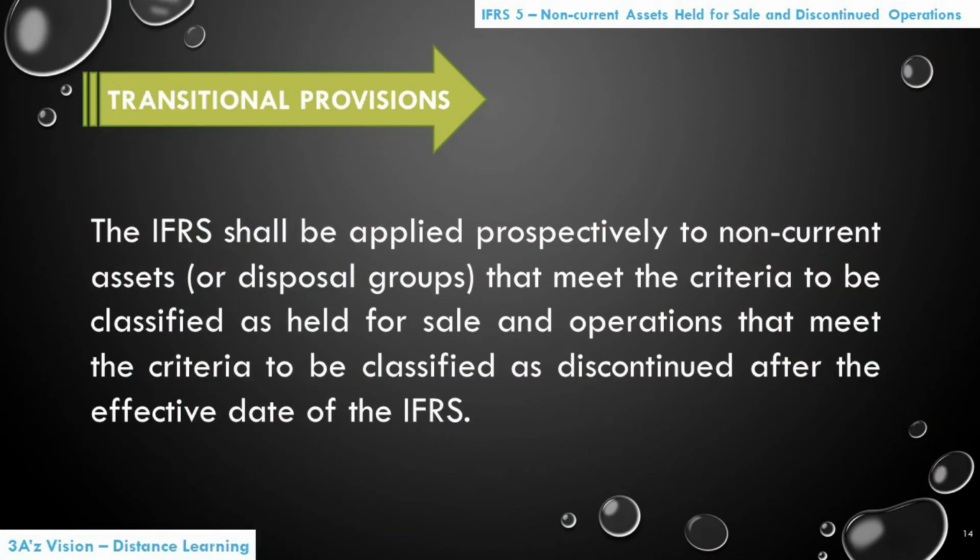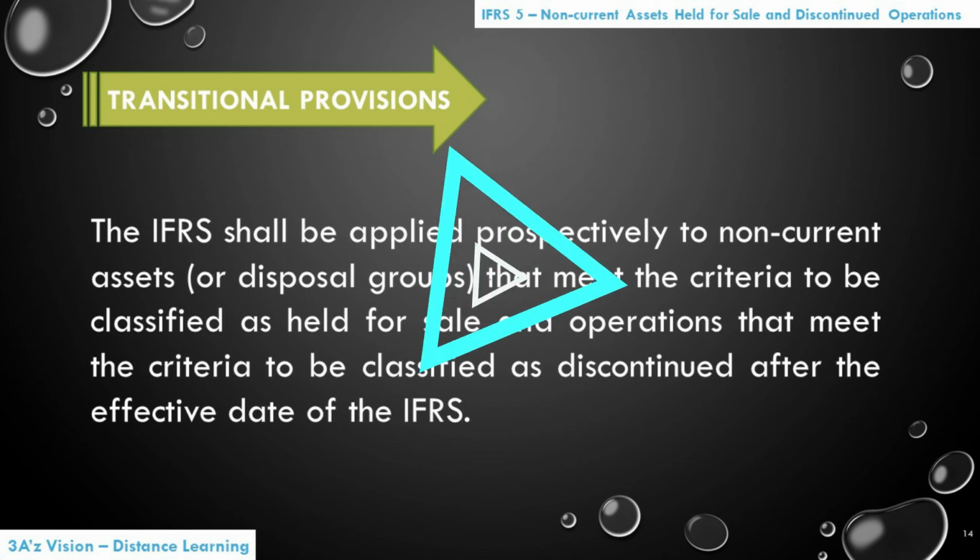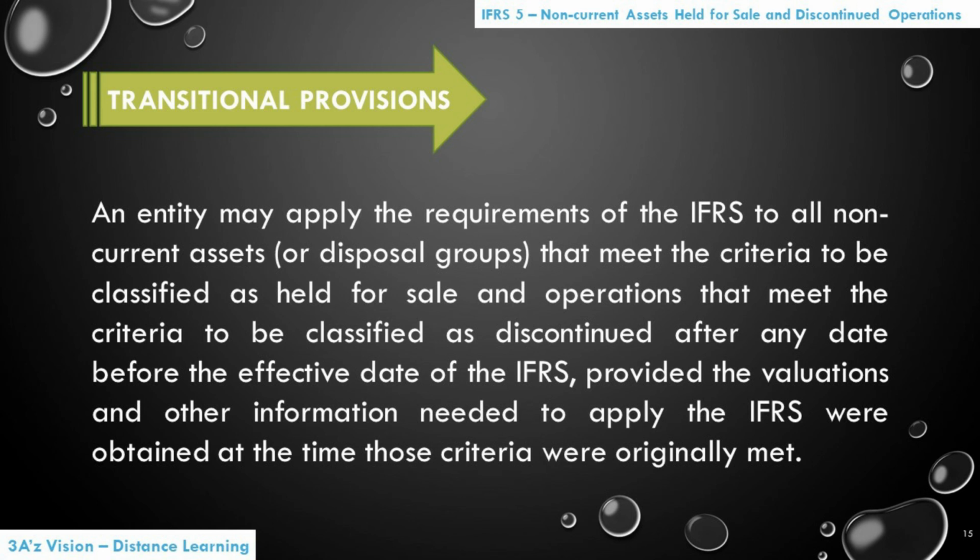The IFRS shall be applied prospectively to non-current assets, or disposal groups, that meet the criteria to be classified as held for sale, and operations that meet the criteria to be classified as discontinued, after the effective date of the IFRS. An entity may apply the requirements of the IFRS to all non-current assets, or disposal groups, that meet the criteria to be classified as held for sale, and operations that meet the criteria to be classified as discontinued, after any date before the effective date of the IFRS, provided the valuations and other information needed to apply the IFRS were obtained at the time those criteria were originally met.